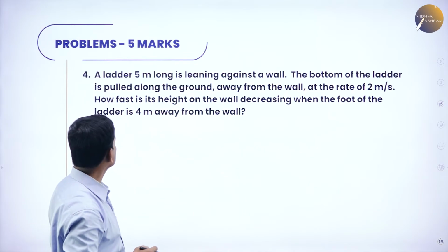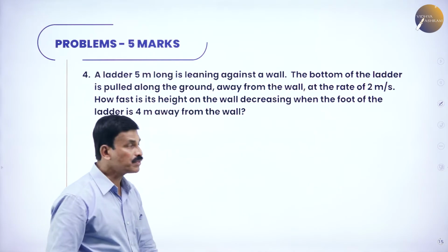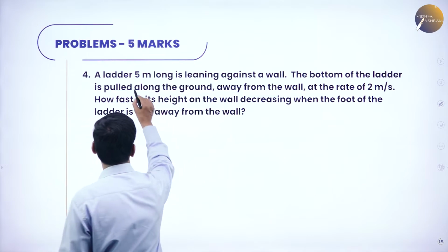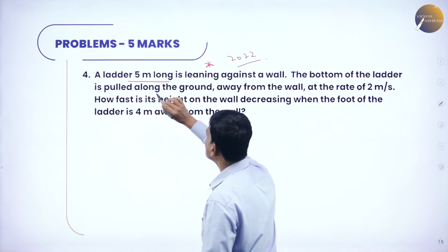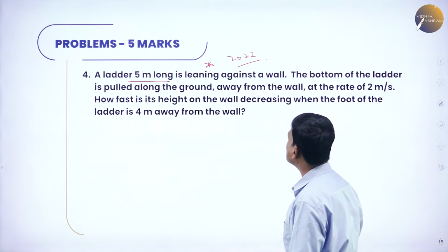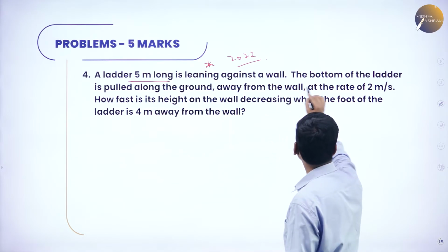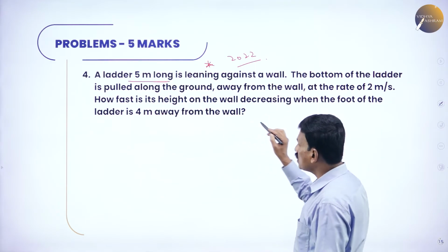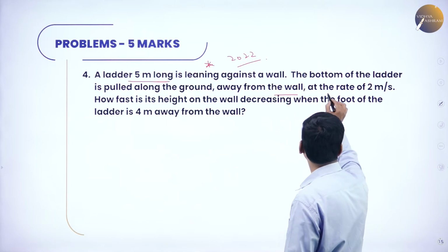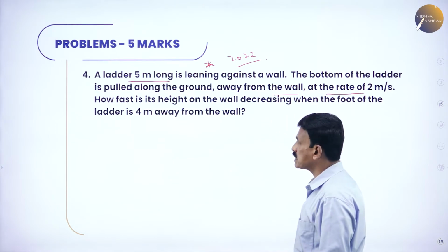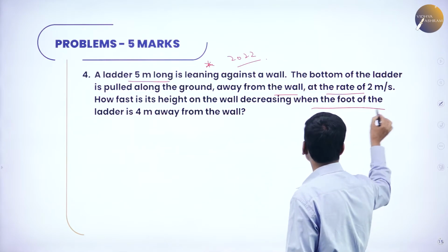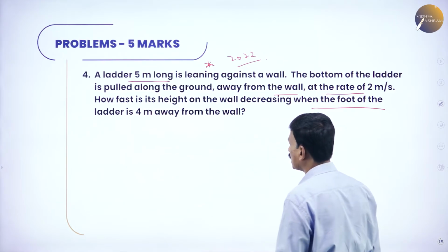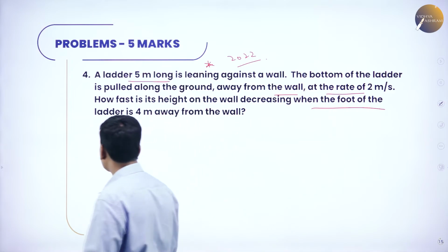Now let's come to the next problem. This is also a very important problem. A ladder 5 meters long. This is also important for 2022 for 5 marks. A ladder 5 meters long is leaning against a wall. The bottom of the ladder is pulled along the ground away from the wall at the rate of 2 meters per second. How fast is its height on the wall decreasing when the foot of the ladder is 4 meters away from the wall? Very simple question.